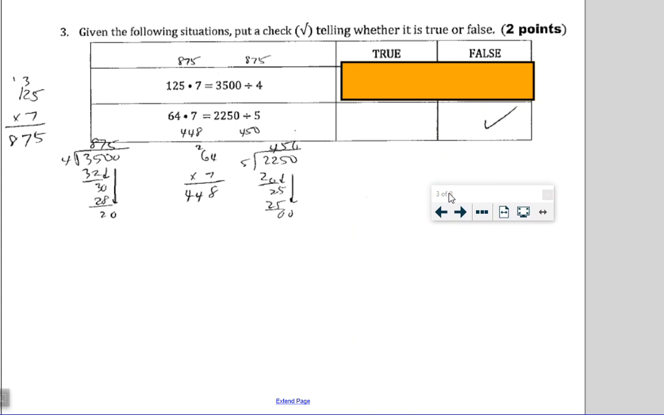All right. The second one, however, actually the top one, 125 times 7. Well, if you multiply 125 times 7, you can see my work way to the left. Over here, you get 875. And if you do the division right here, you will also get 875. There's my work. You can check it yourself, but if 875 is the same as this one's answer, those are true, okay? And these ones were false because we got different answers.